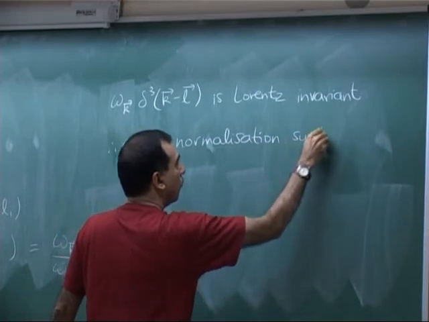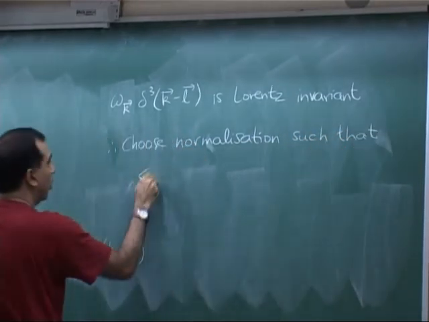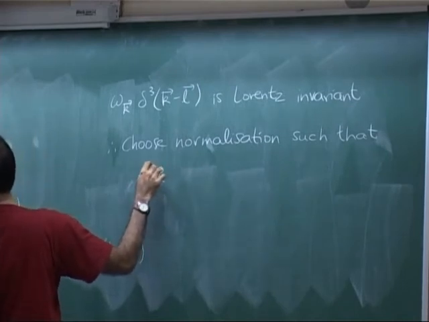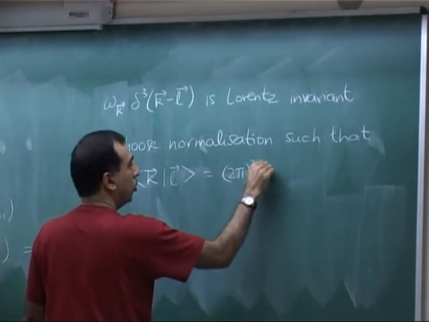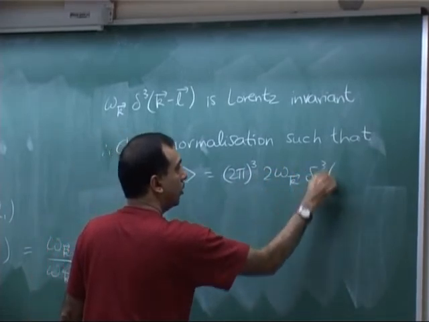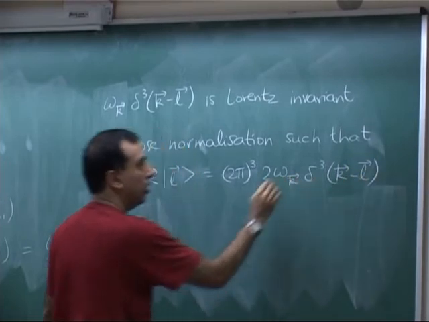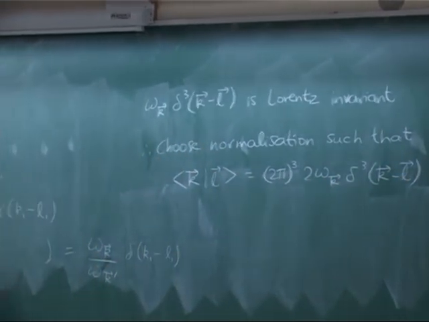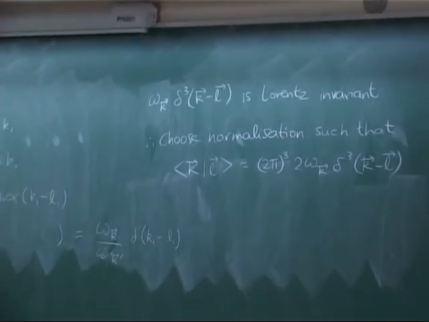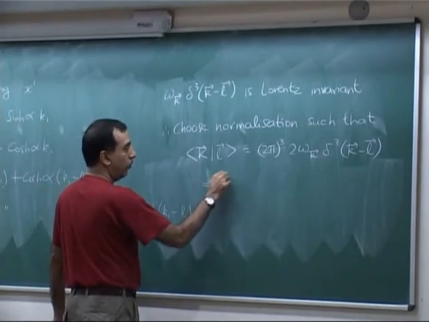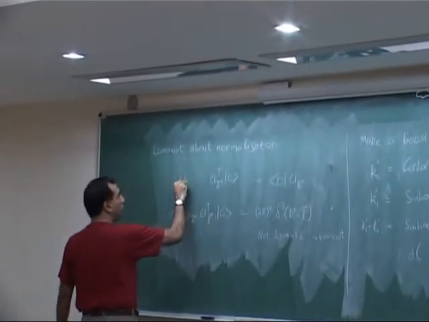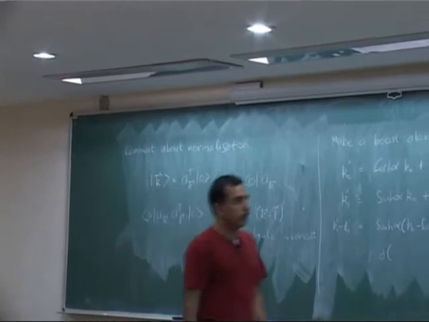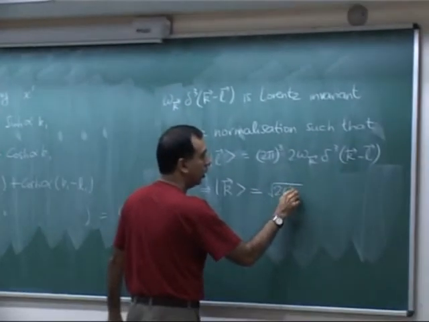So therefore, we choose the normalization such that the inner product of K and L is equal to 2 pi cubed times 2 omega k times delta 3 of k minus L. So I put in a new factor. The 2 is up to me, but that omega k is a new factor. And this will be true if k is defined to be, where did I define k? Well, k was just this thing. So now I make a new definition which simply contains root 2 omega k in it.